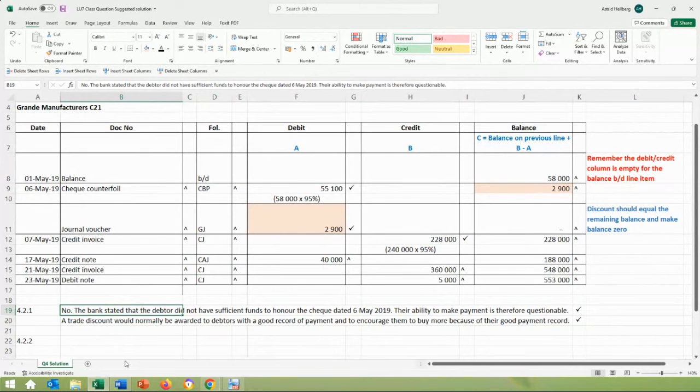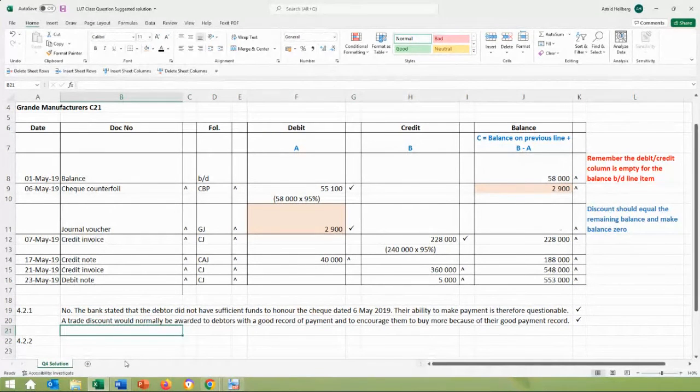So no, it was not a wise decision, and the reason for that being is the bank stated this debtor did not have sufficient funds to honor the check dated the 6th of May. So this means the ability to make a payment is therefore questionable. So we don't think they're going to be able to pay us in the future. So Tatu, what you said, that is exactly correct.